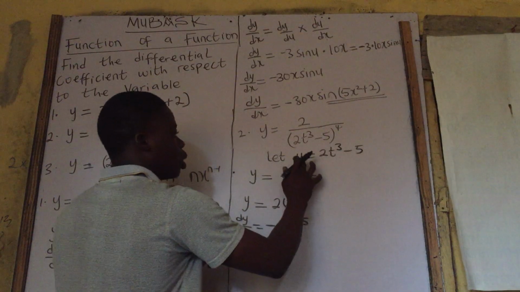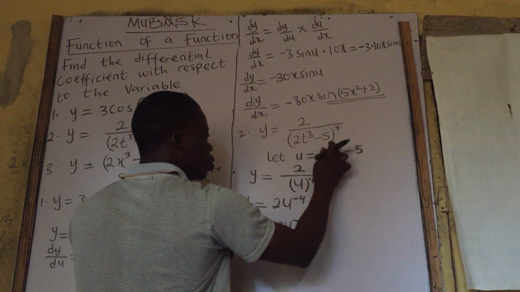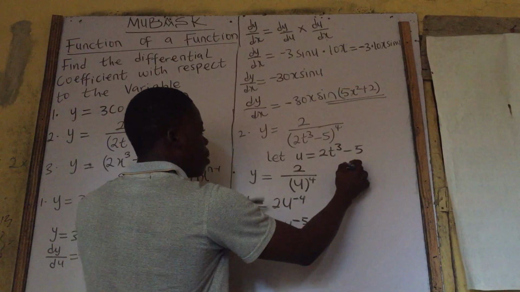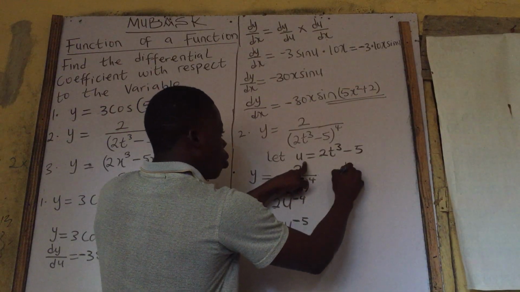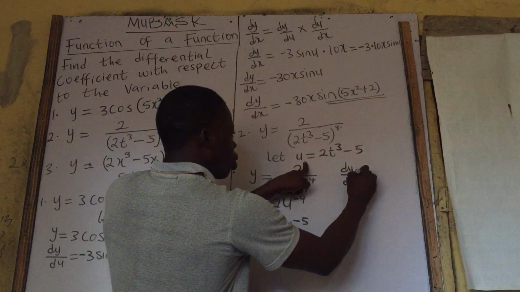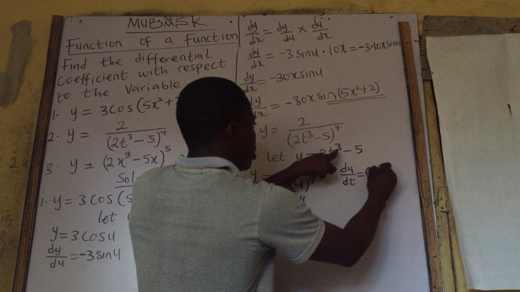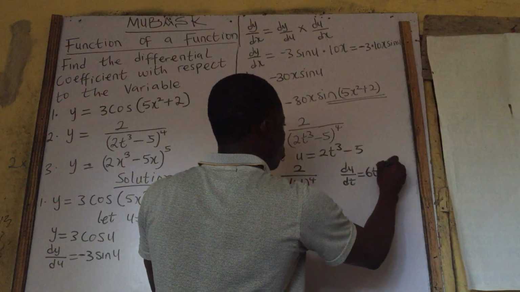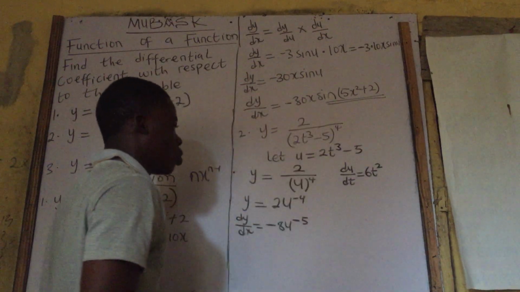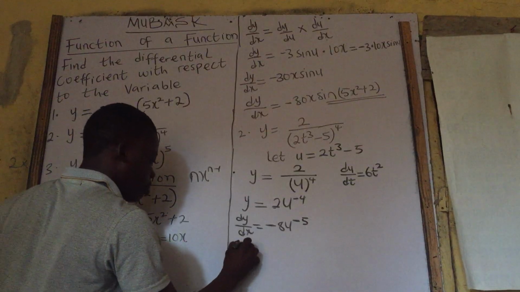Our function is what? u equals 2t cubed minus 5. By differentiating this function, du over dt equals what? 2 times 3 is what? 6t. 3 minus 1 is what? 2. The constant is what? It is 0. Now I can obtain my formula.